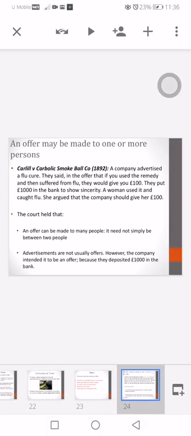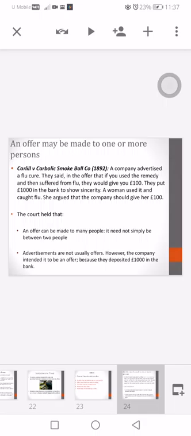An offer may be made to one or more persons. Based on the case Carlill v Carbolic Smoke Ball, 1892, a company advertised a flu cure. They said that if you use the remedy and then suffer from the flu, they will give you 100 euro. They put 1000 euro in the bank to show sincerity. A woman used it and caught flu. She argued that the company should give her 100 euro.